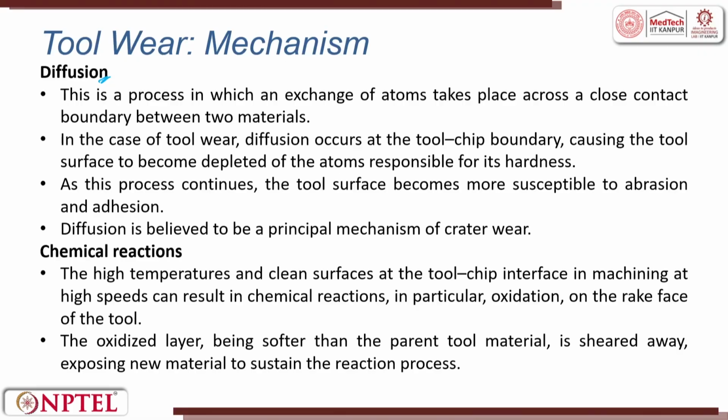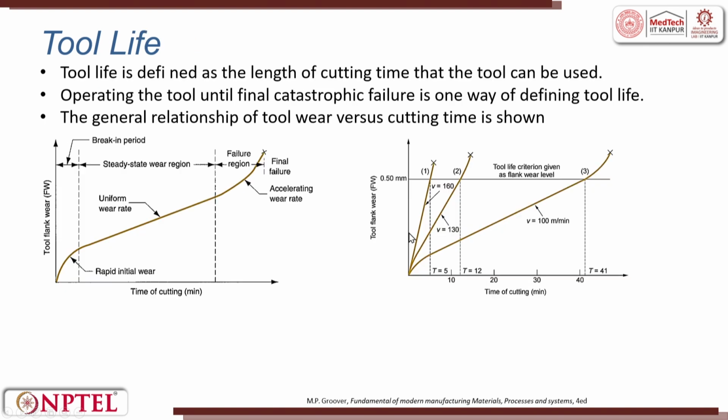So, this follows Fick's rules. The carbon atom gets diffused from the steel into the tool material. So, by doing so, what happens? The workpiece becomes hard and brittle. The chemical reaction is almost the same thing with respect to diffusion.